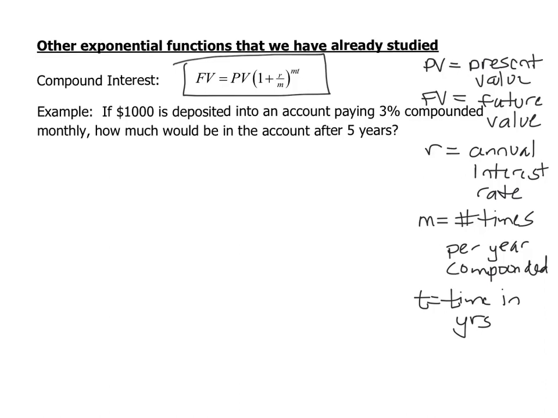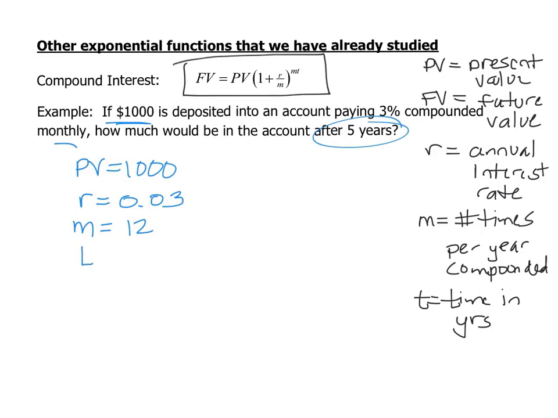In this particular problem, they tell us we're starting with $1,000 that's deposited into an account paying 3% compounded monthly. This $1,000, that's my present value. Our account is paying 3% compounded monthly, so my r is 0.03, and it's compounded monthly, so that m is 12. And we're looking for how much is in the account after 5 years. So my t is 5, and my goal is my future value.